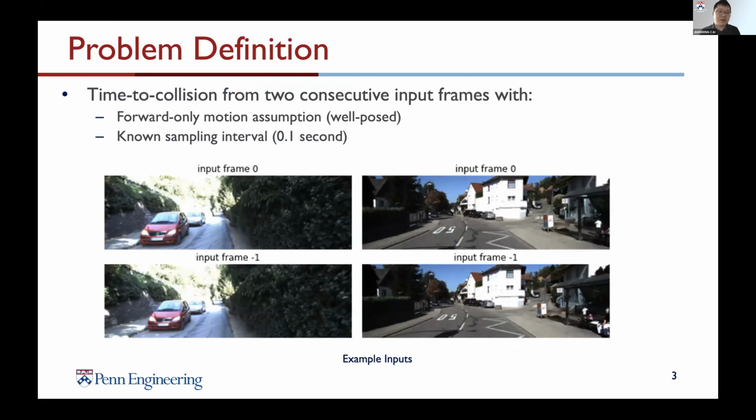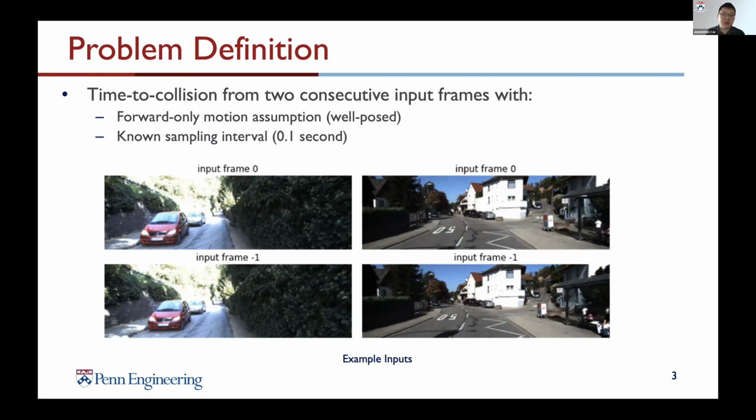So let's get started with the problem definition. The goal of this thesis is to predict the time to collision value from two consecutive input frames with a known sampling interval. For the main experiment dataset, KITTI, the two neighboring frames are sampled with a 0.1 second interval. Here we show an example: that will be the previous frame, and that will be the current frame we want to predict the time to collision on.